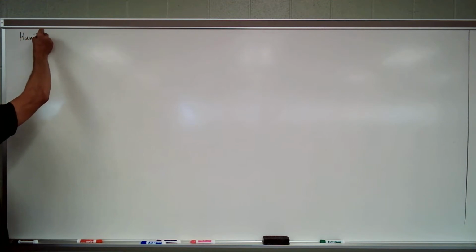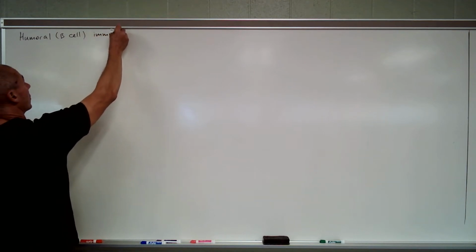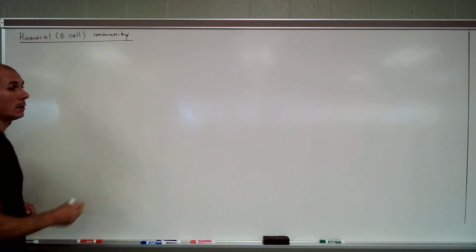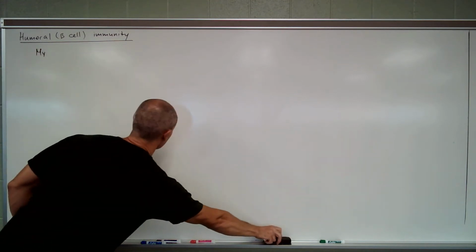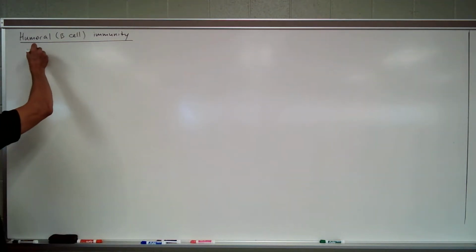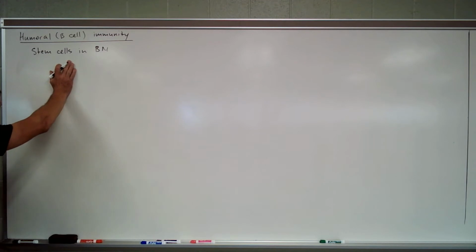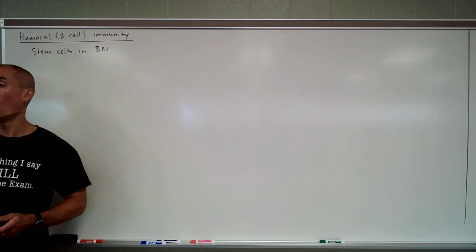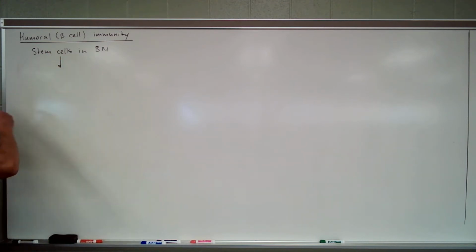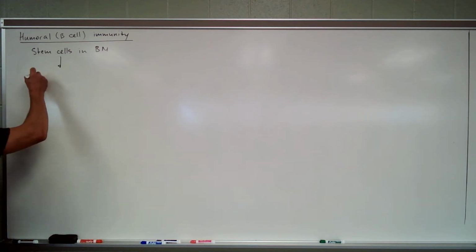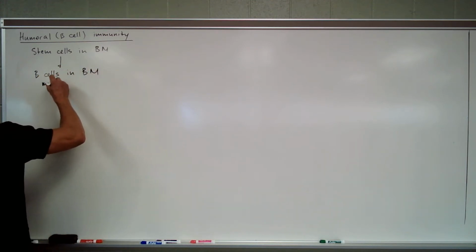So this is called humoral or B-cell immunity. Okay. So what is the evolution of B cells? You have stem cells in the bone marrow. This bone marrow is where B cells are derived. Remember, all cells of the blood start in the bone marrow. Okay? So B cells that are produced in the bone marrow, they mature there.